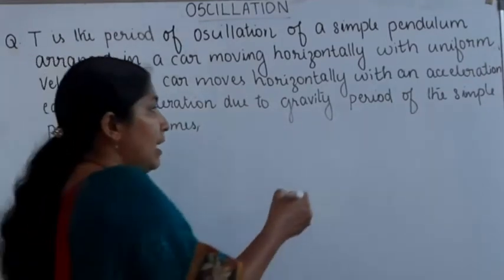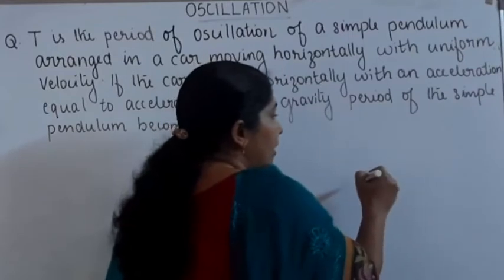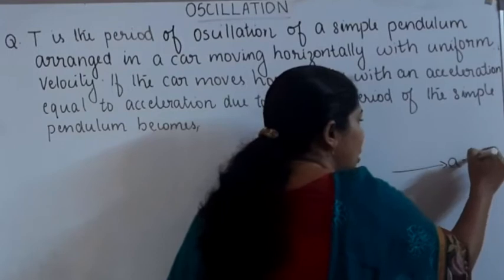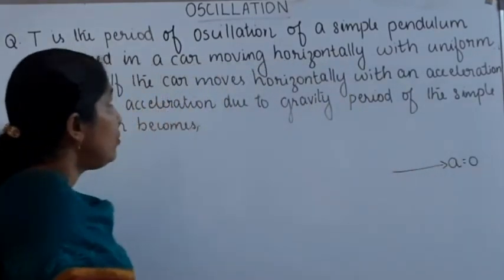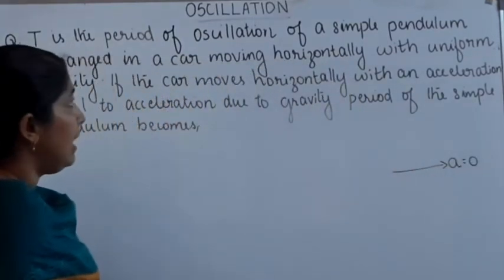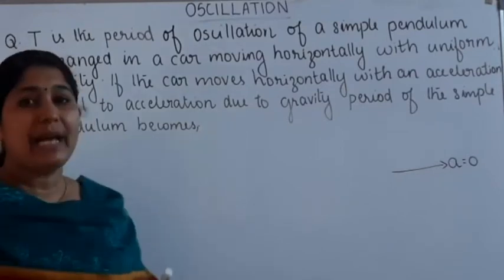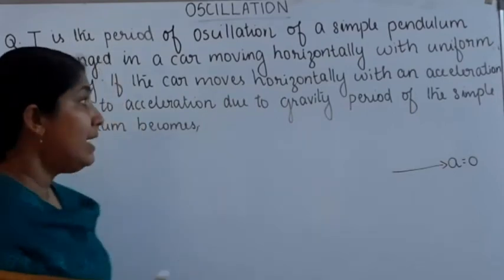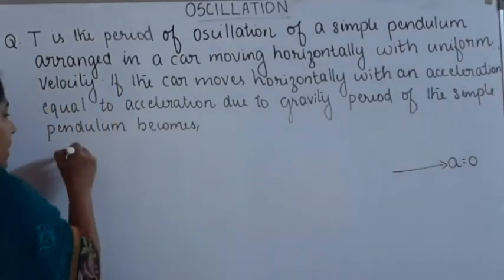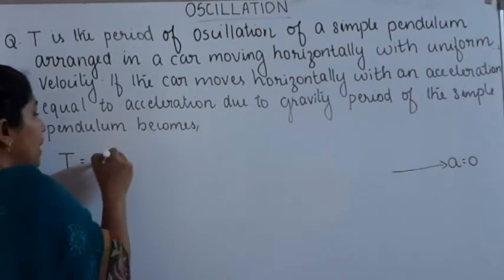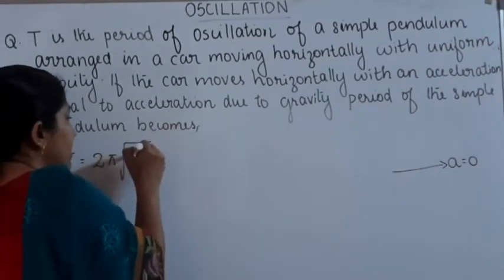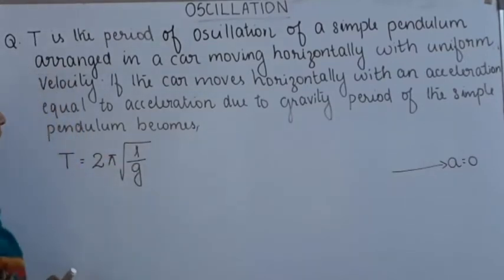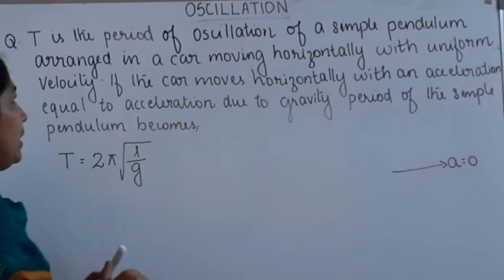Here the car is moving horizontally with a uniform velocity, that means acceleration a is equal to 0. A simple pendulum is attached inside the car. So what about the time period of the simple pendulum? When it is moving horizontally with a uniform velocity, the time period is equal to 2π√(L/g). This is the equation for the time period of the simple pendulum when the car is moving horizontally with a uniform velocity.